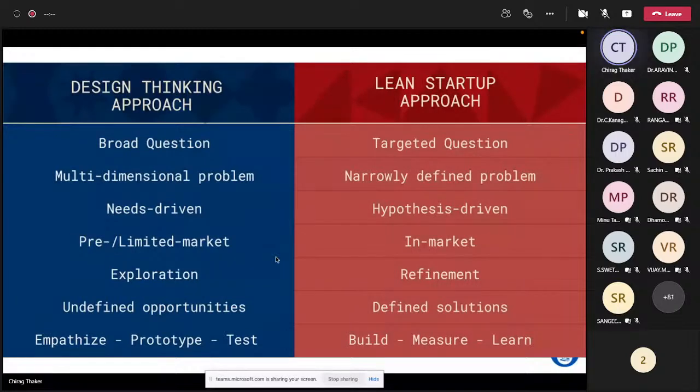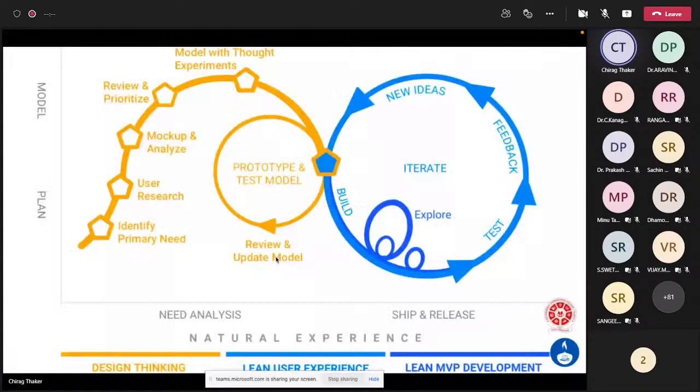Design thinking is all about exploration. Lean startup approach is refinement. Undefined opportunities for design thinking approach and defined solutions for lean startup approach. So the loop for design thinking is empathize, prototype, test. Lean startup: build, measure, and learn. And this is going to be your need analysis, achievement, and dreams. So design thinking, lean user experience, and minimal viable product development. That is lean minimum viable product development.